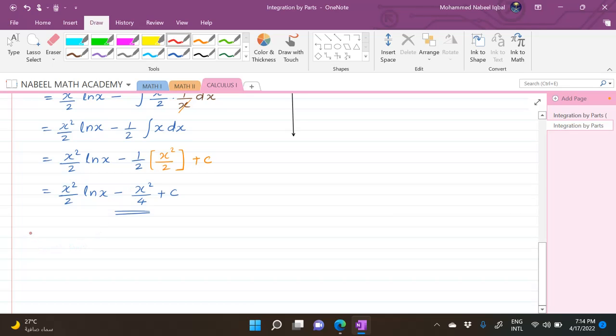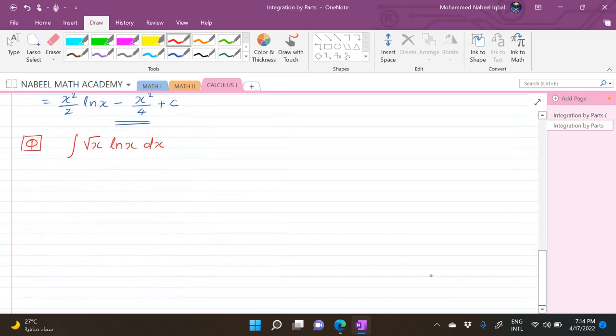So I will take one more example, which is the integral of root x ln x dx. So here also the same story we have to repeat. The direct method is not possible, u substitution is not possible, and we have to solve this problem using integration by parts. So I have to rearrange this integral as ln x times square root of x dx. Now what is your u? U is nothing but your ln x and this is my dv.